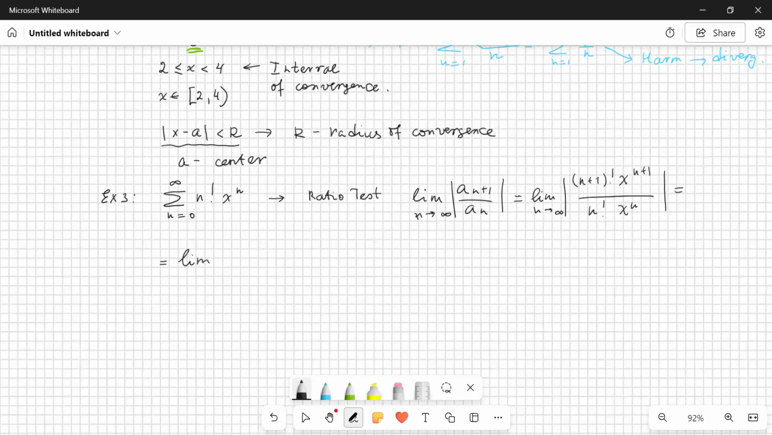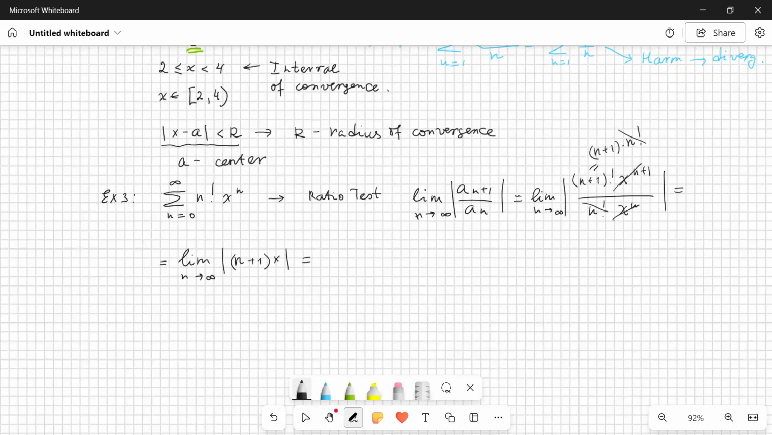We remember that (n+1)! is actually (n+1) multiplied by n!, and we're going to cancel n!. Here, x^n and x^n can be canceled, and we have the absolute value of (n+1) multiplied by x, as n goes to infinity.